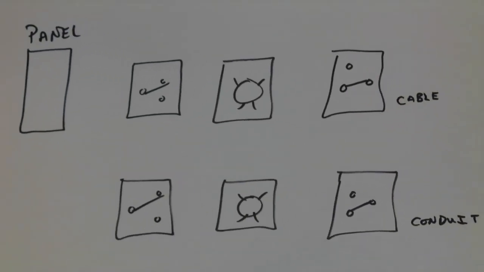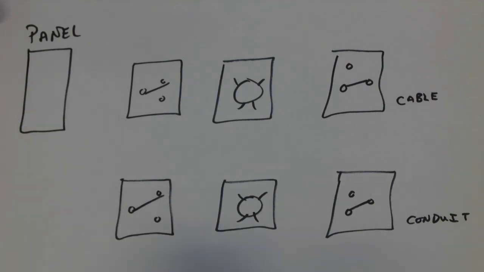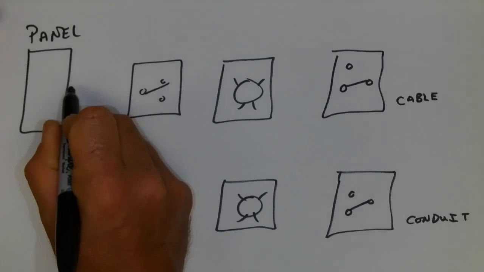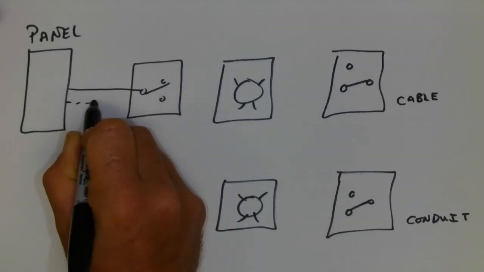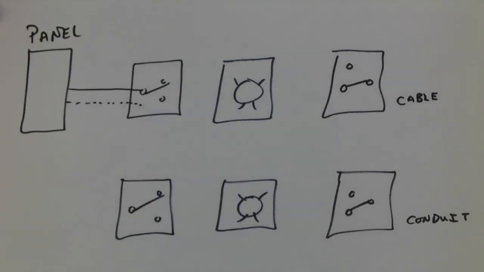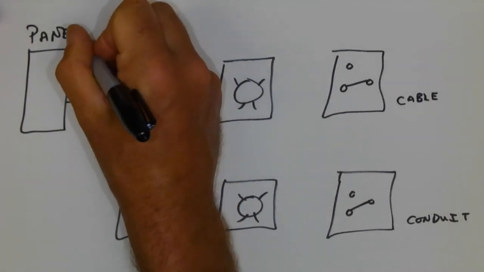And the problem comes in with the cable installation. So as is usual, we are going to have a black and a white conductor coming from the panel. So that would be a 14-2.